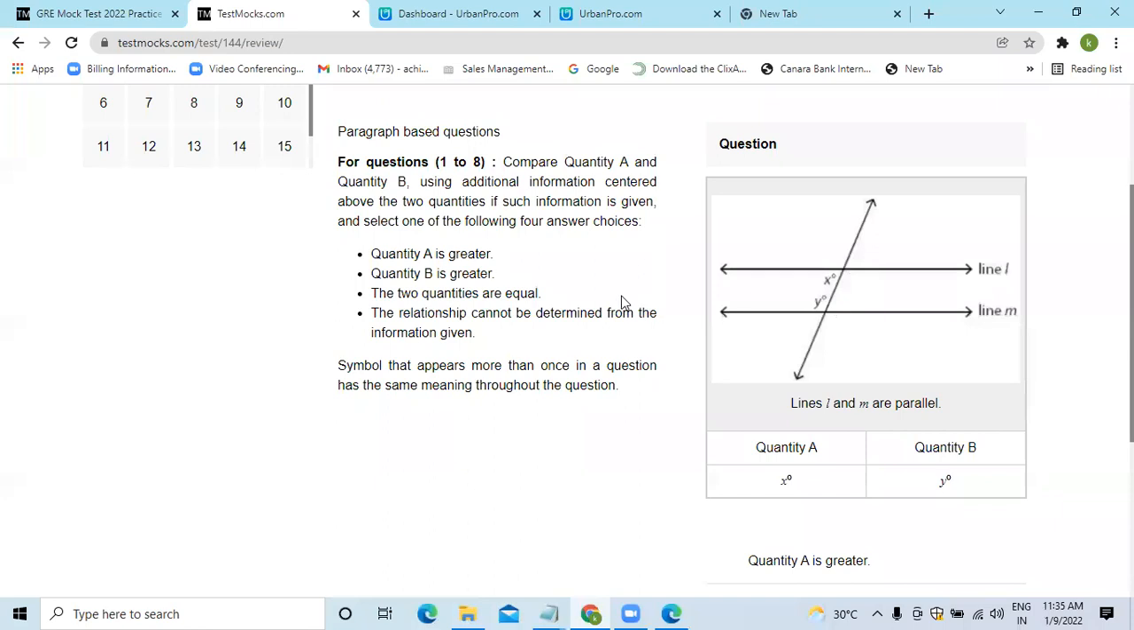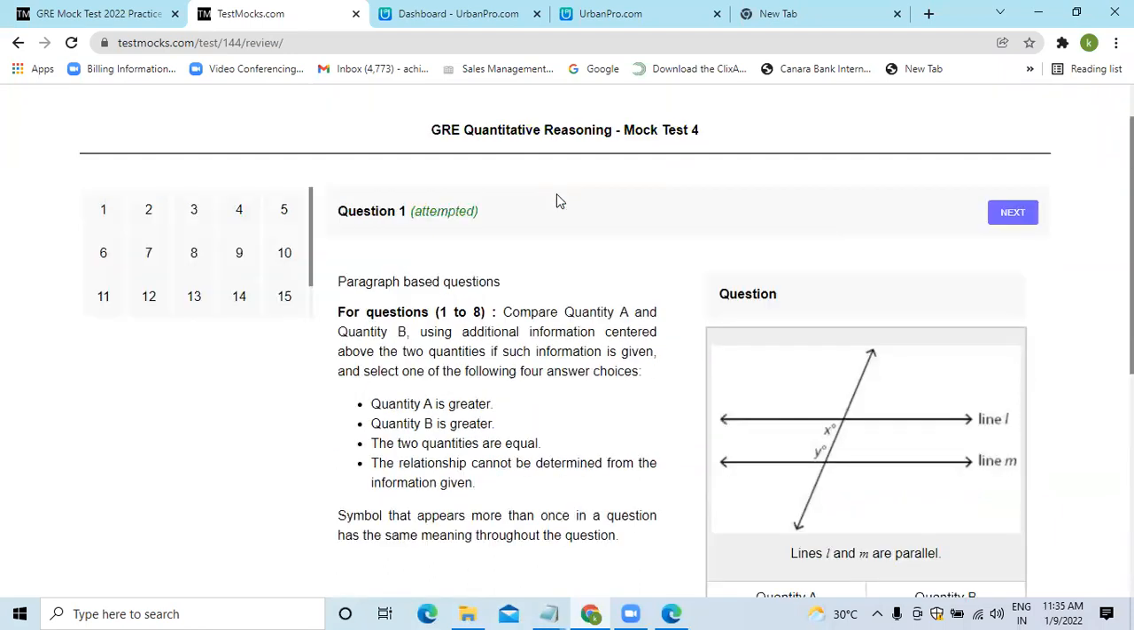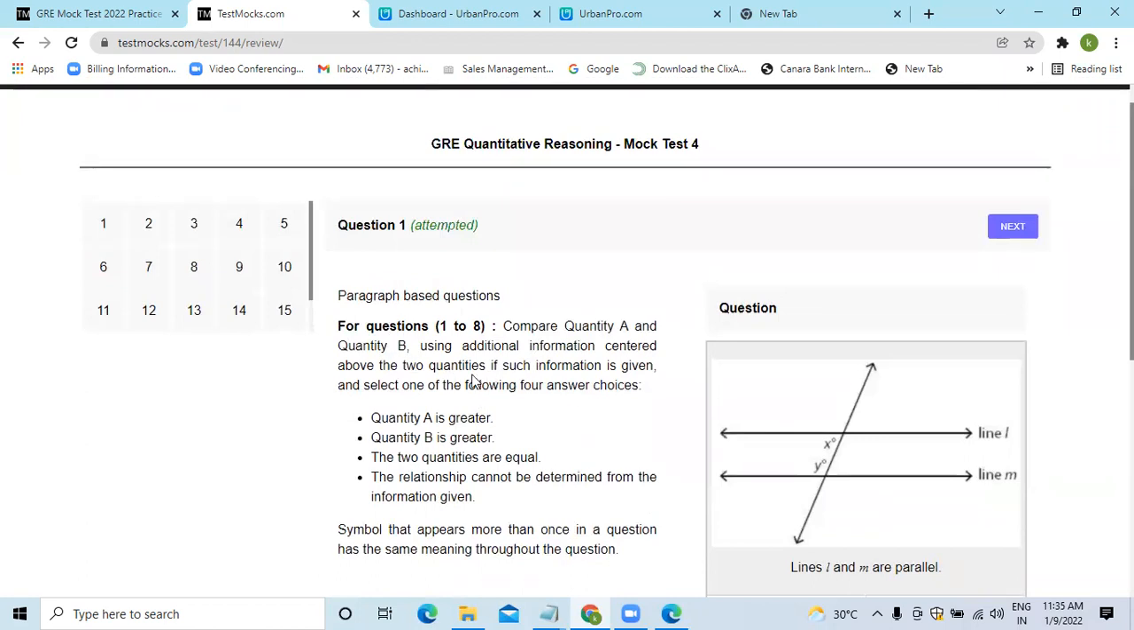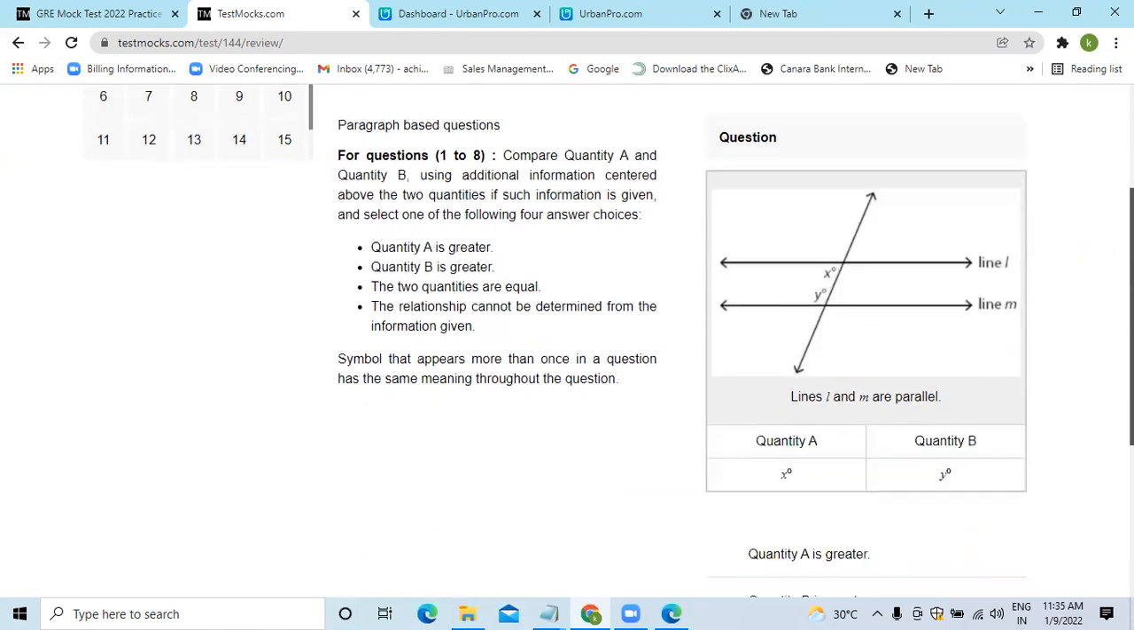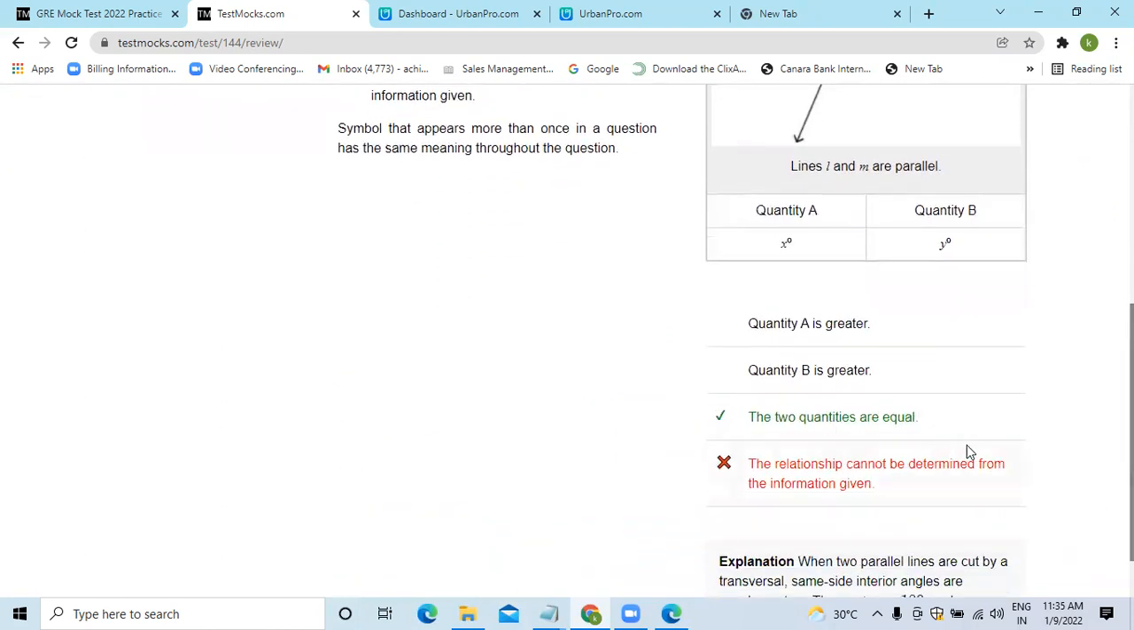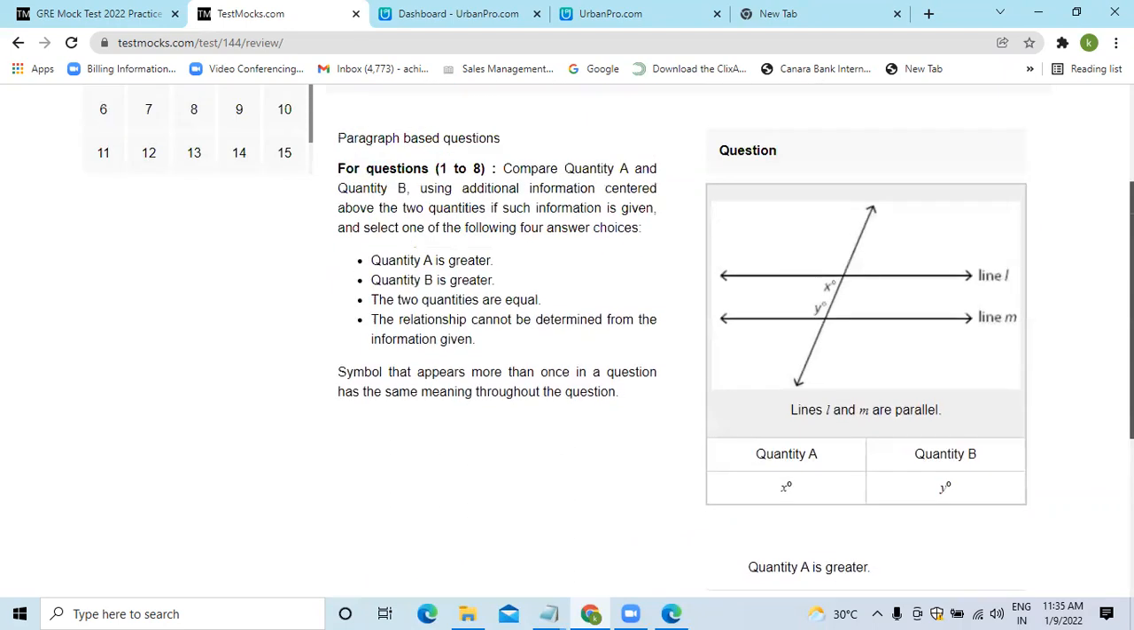So very, very important, and all figures are drawn to scale, right? You've given it here, right? GRE, where is it? Okay, it's not given here. Okay, so be very careful before marking this answer. Relationship cannot be determined, right? This is a trap.